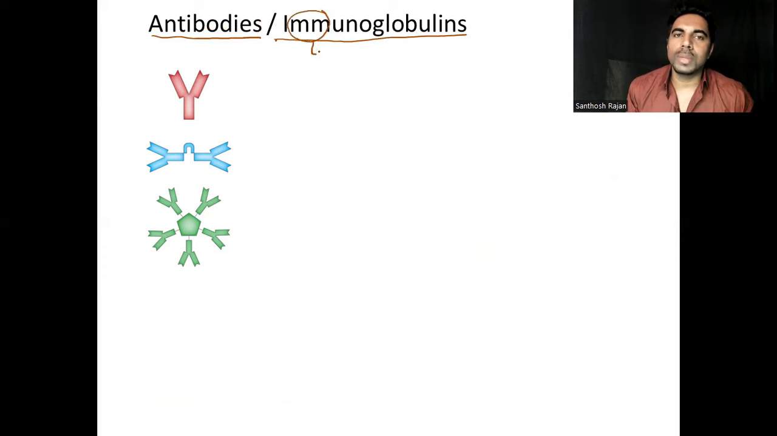The M means 2M is there. About 20% of plasma protein is immunoglobulin. Okay. Right?